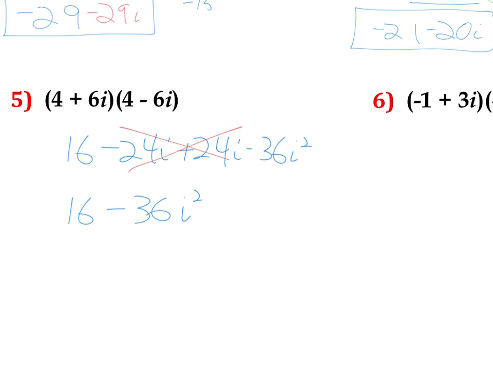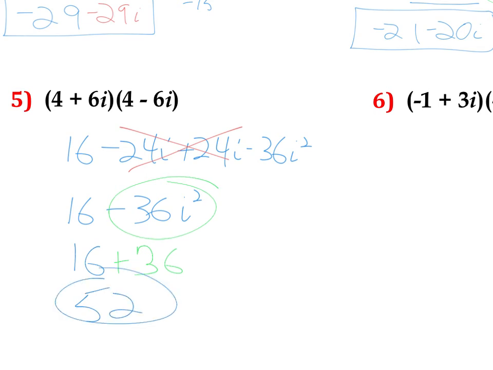Now hopefully we know that, hey, I'm seeing an i squared here. So a negative 36i squared is really just a positive 36. This is 16 plus 36. If I add this together, I get 52.